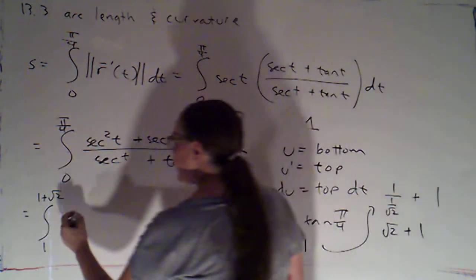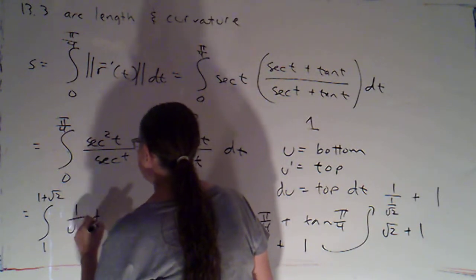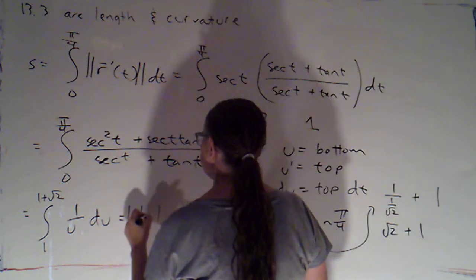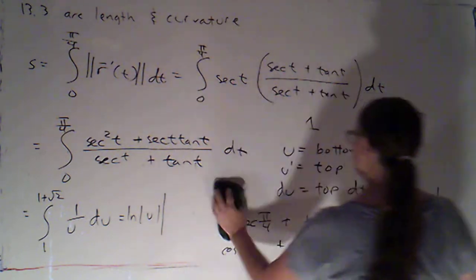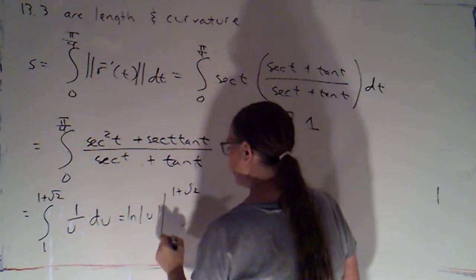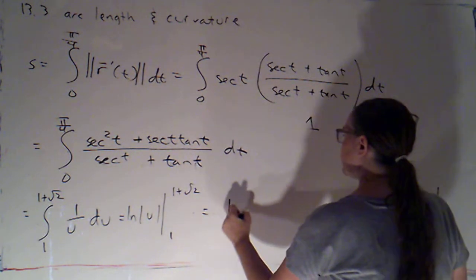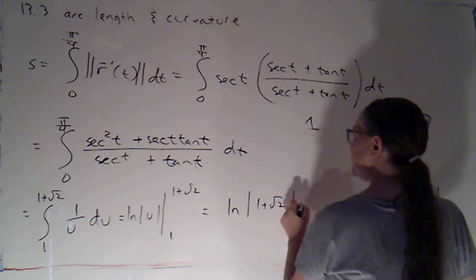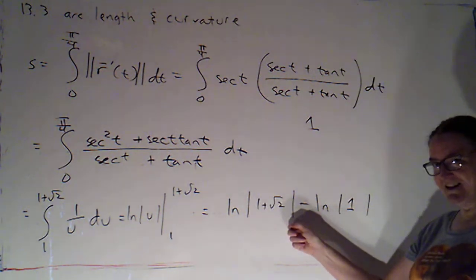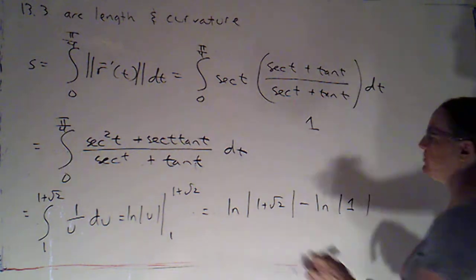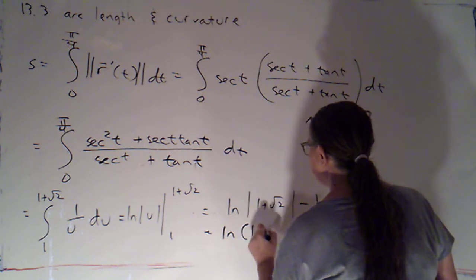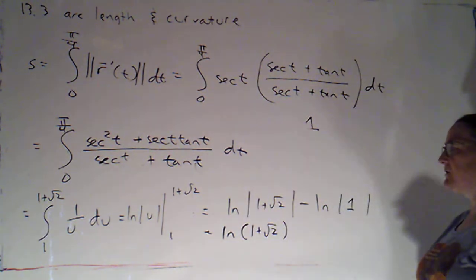And then this becomes, we're integrating 1 over u du. So that's just going to be the natural log of the absolute value of u evaluated between 1 plus root 2 and 1. So that's the natural log of the absolute value of 1 plus root 2 minus the natural log of the absolute value of 1. Now, when you've got numbers inside of absolute values, I believe that you can see that that is a positive number, and I'm okay with you dropping the absolute value, which you should do to simplify it, to be just the natural log of 1 plus root 2.